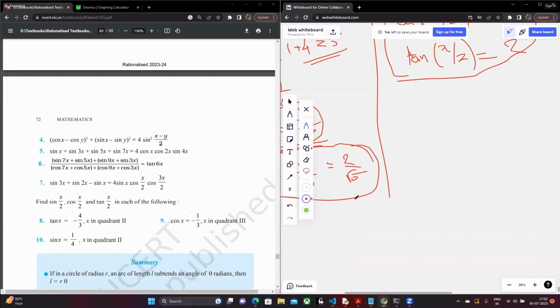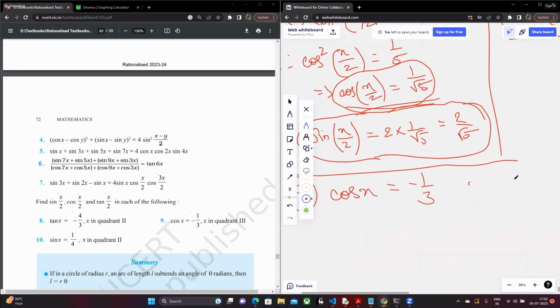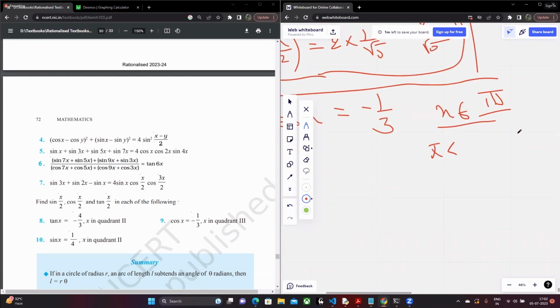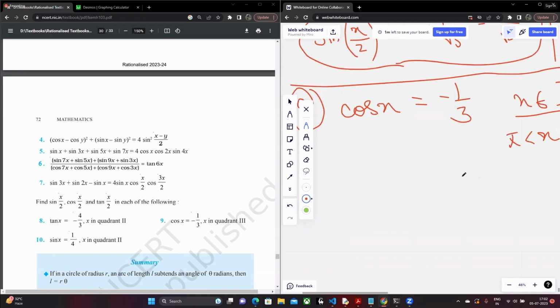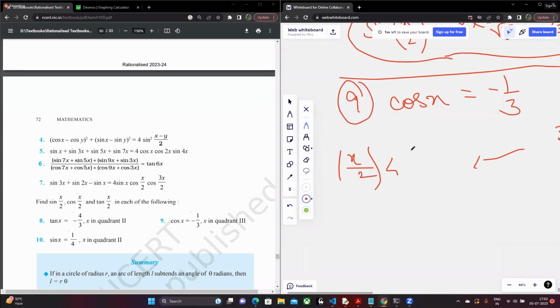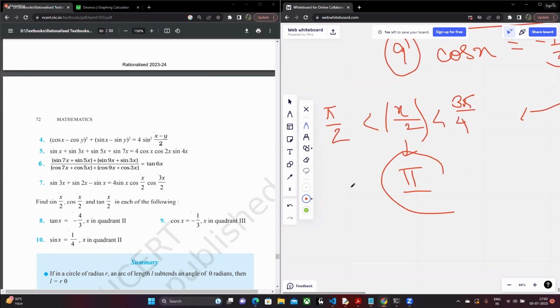All right. The second last question, number 9. Cos x is minus 1 by 3 and x belongs to the third quadrant. If this is the case, then remember that pi is less than x is less than 3 pi by 2. Right? Which means that since you're dealing with half angles, x by 2 is going to be less than 3 pi by 4 and it is going to be greater than pi by 2. Which means that x by 2 lies smack in the middle of the second quadrant.